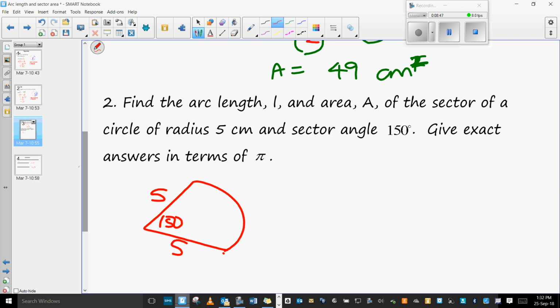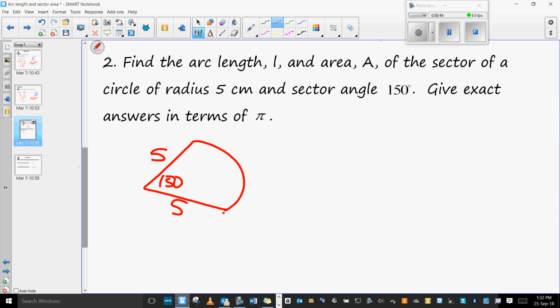So the first thing we have to do is change our angle to be a radian measure. Do we remember how to change from a degree to a radian? What do we have to do with it? Multiply by pi over 180. Okay? So remember, going from a degree to a radian, you multiply by pi over 180.